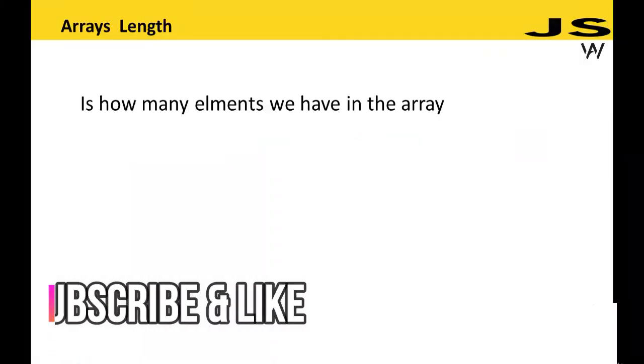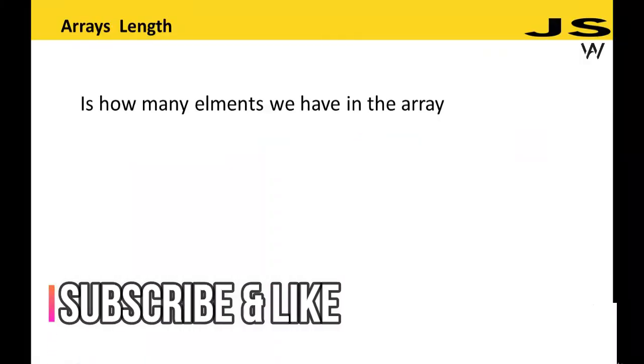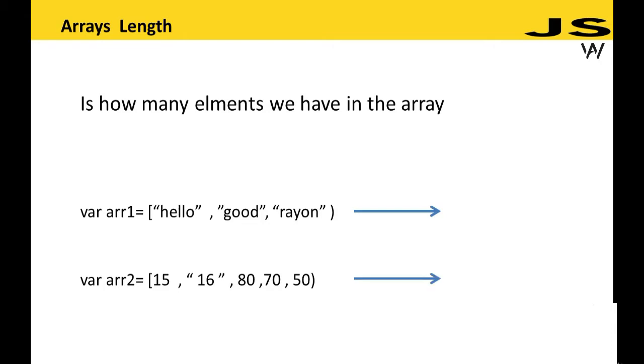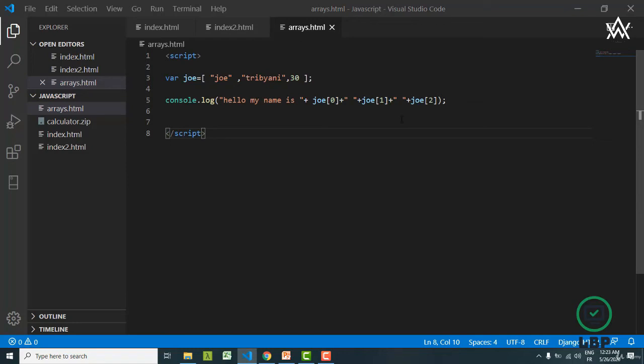Let's continue with arrays, and we will talk about a very important property called length. So the array length is how many items we have in this array. For example, I have a first array that contains 3 elements, hello, good, and Ryan, just a random element. And also I have a second array that contains those elements. So the length of the first array will be 3 because we have 3 elements. The length of the second array will be 5 because we have 5 elements. So this is the example of the last video.